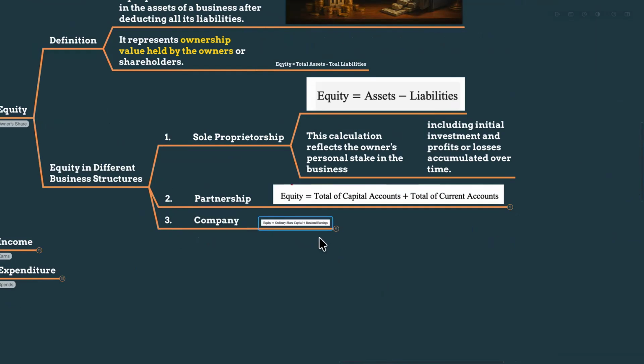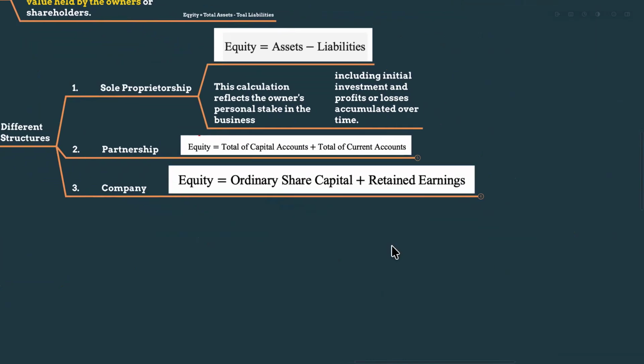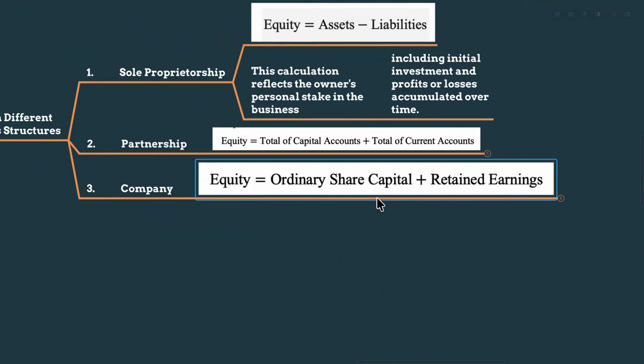And let's talk about the company. In a company, my dears, equity is equal to ordinary share capital plus retained earnings. Ordinary share capital means the total value of funds raised through the issuance of shares. It means you issued the shares. If you are a private company, you are issuing the shares among your friends and family and you are getting the money, that is the ordinary share capital. Let's say for a public limited company, ordinary share capital means you issued the shares through the Colombo Stock Exchange to the general public and you collected the money through the banks.